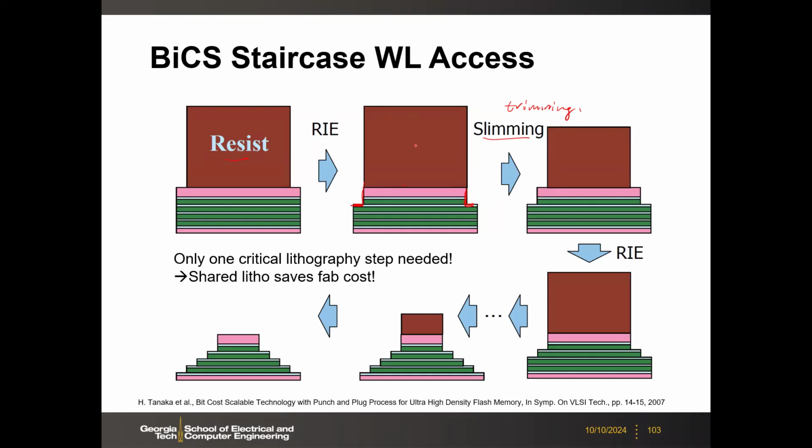Now you do not do additional litho. You are going to reuse whatever photoresist is here, but you trim down this photoresist a little bit horizontally by some chemistry. So you create another step here. Then you etch again, and you will expose the second layer. And then you keep shrinking the photoresist horizontally, and then you do additional etching vertically. Then you can create this staircase. Only one litho is used at the beginning. This is the key.